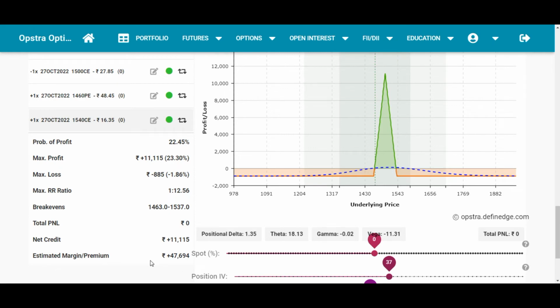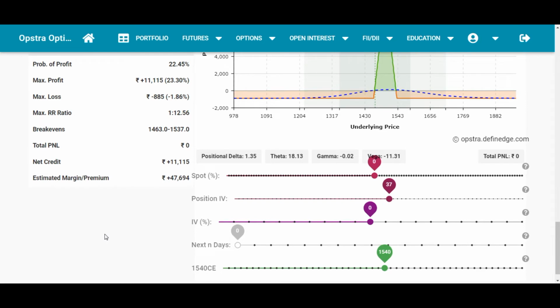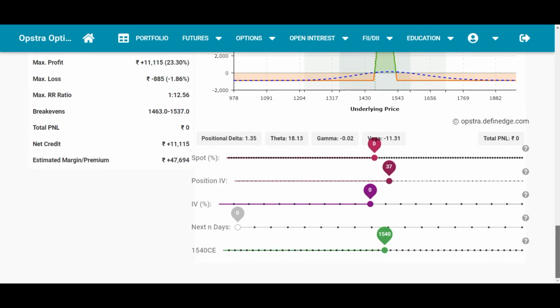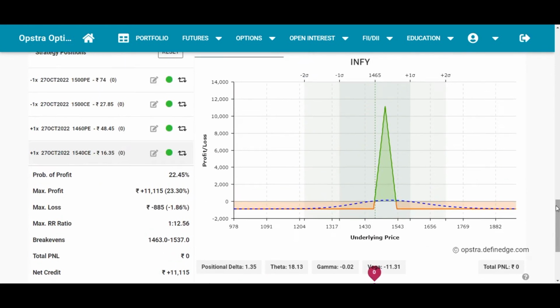So if you're doing the single lot strategy, you would be required to have a capital of around 47,695 to implement this strategy. But I will suggest that you need to have at least 1 lakh to implement this strategy, because there needs to be additional buffer margin, which is always better to trade in the options, whether it is the stock options or the index options.